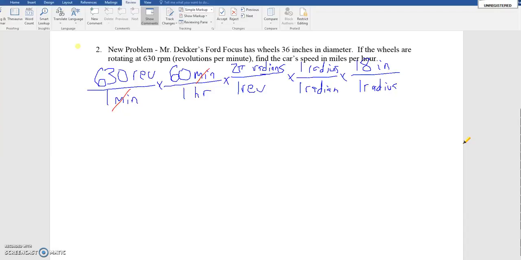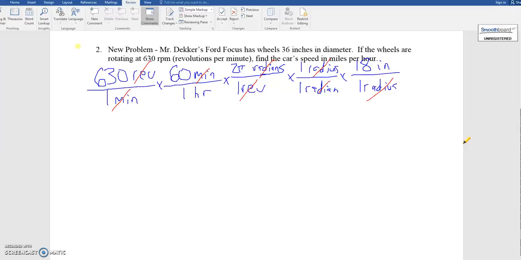So maybe before I go too far, I should just cross off some units here so that you see where I'm going with this. Let's see, what do I have here? We have revolutions that will cancel off. We have radians that will cancel off. And we have radius that will cancel off. So now I'm in inches per hour. I'm really, really, really close. I just need to convert inches into miles. So how would I start doing that?